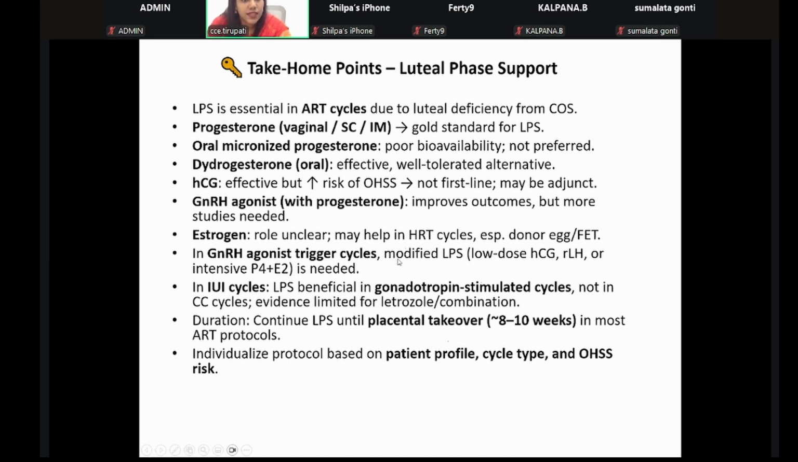And in agonist trigger cycles, we need modified luteal phase support, like intensive luteal phase support with estradiol and progesterone. We can add low dose HCG also. In IUI cycles, it is beneficial in gonadotropin stimulated cycles, not in clomiphene stimulated. We can give for letrozole stimulated cycles. We can add LPS, and it has to be continued till 8 to 10 weeks. And the protocol of LPS is based on the patient profile, type of trigger, whether it is fresh or frozen transfer. Based on that we have to decide what to give.